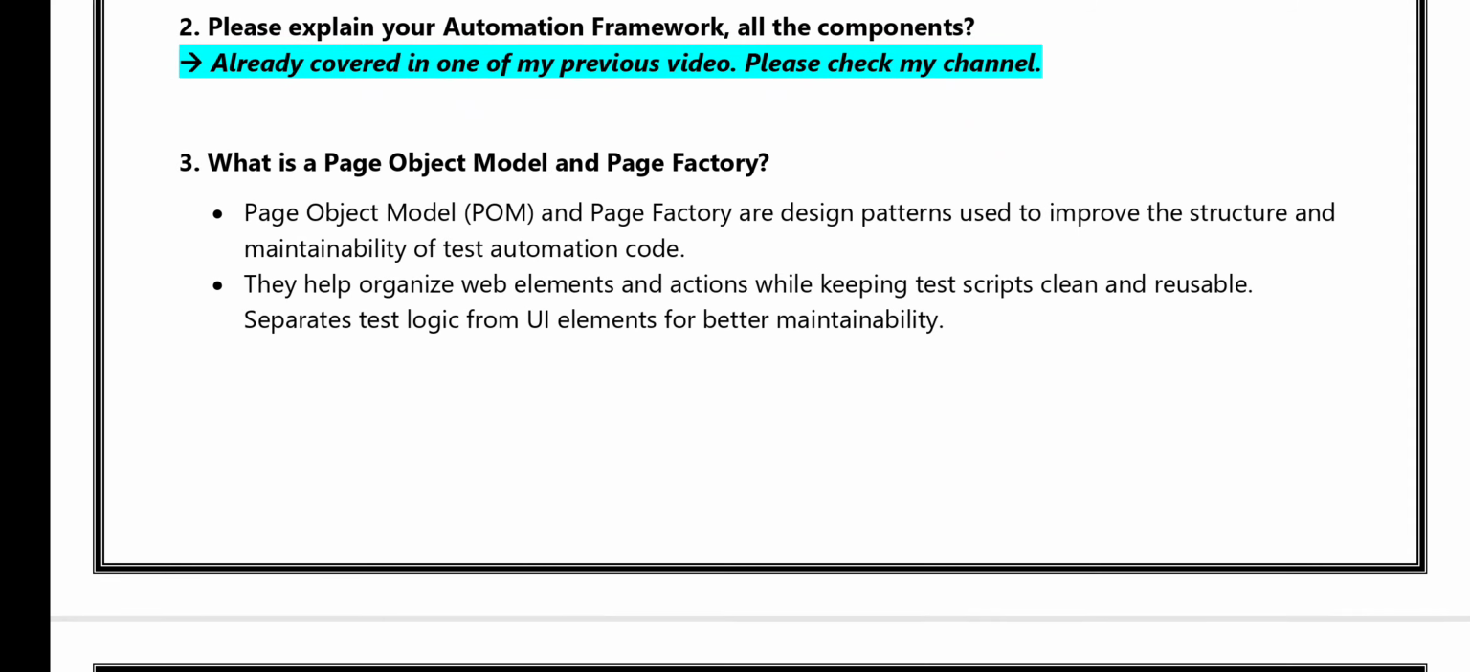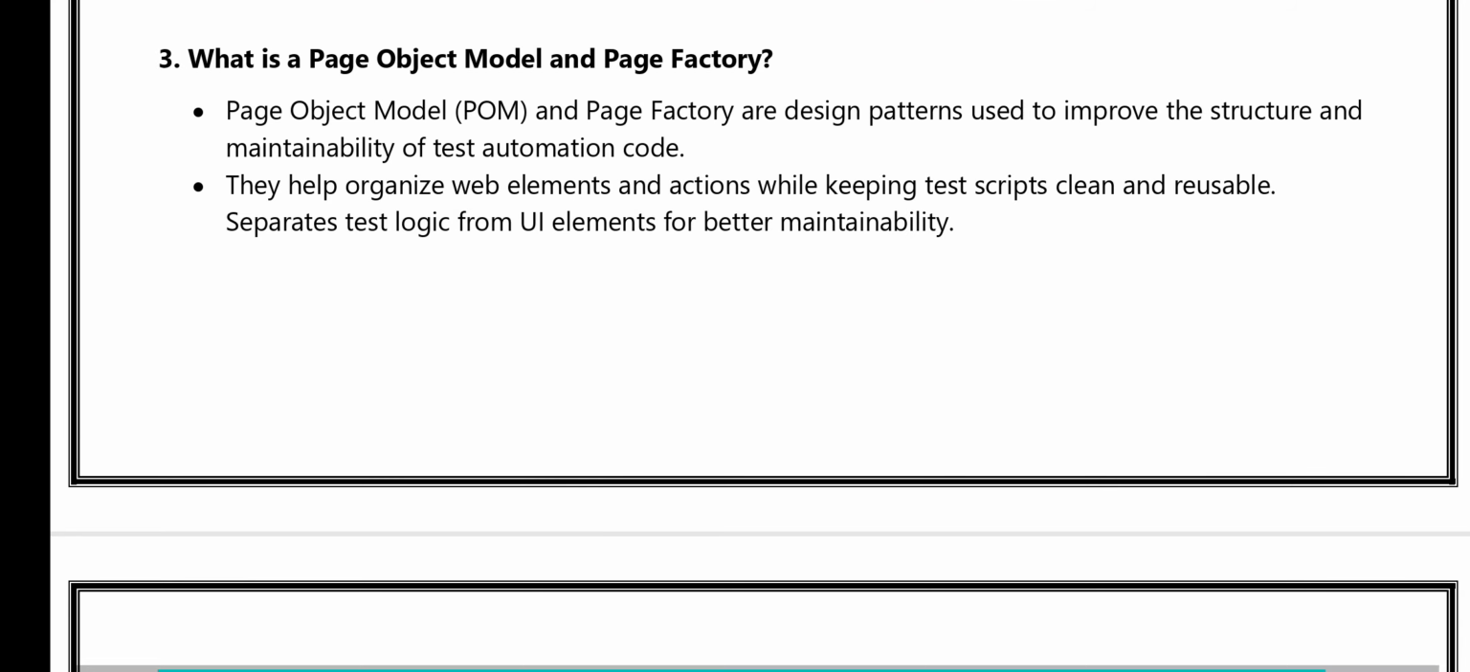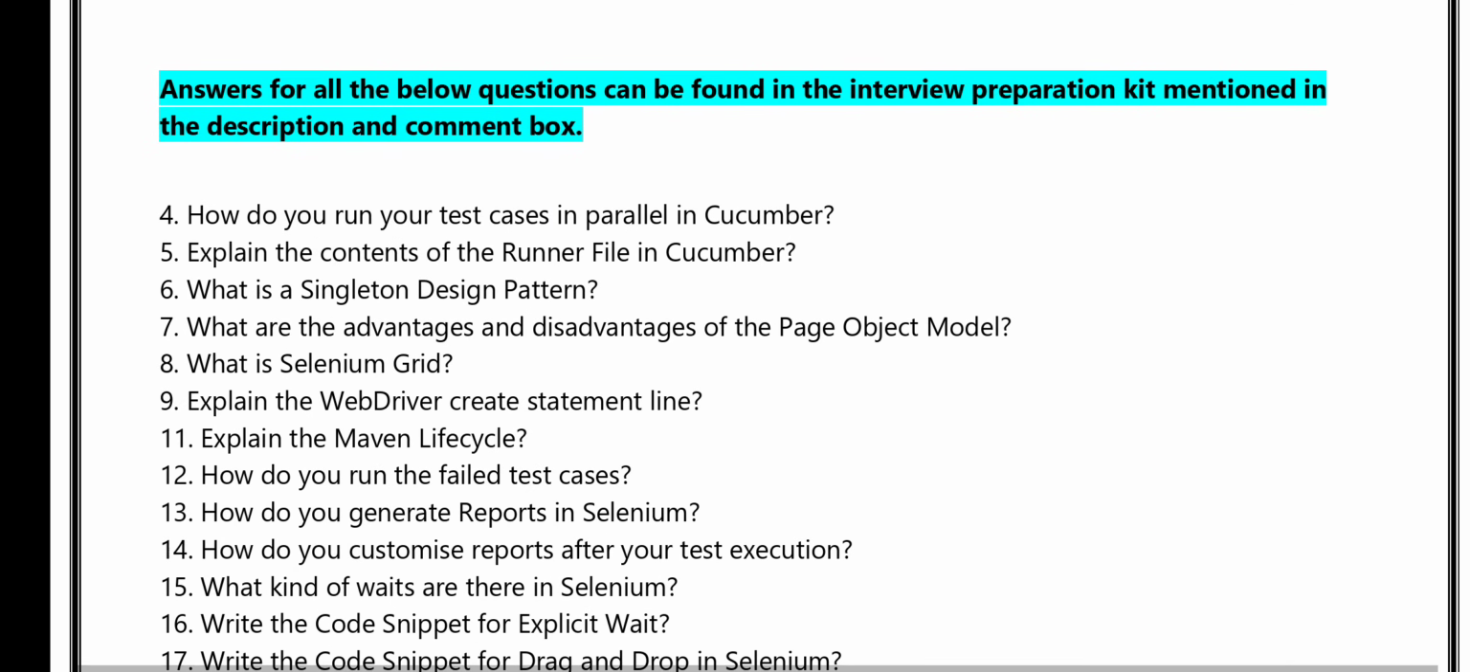And the third question is, what is a page object model and page factory? So page object model and page factory are design patterns used to improve the structure and maintainability of the test automation code. They help organize web elements and actions while keeping test scripts clean and reusable. Separates test logic from UI elements for better maintainability. Okay, so all these are the advantages of using page object model and page factory design patterns. So this is how you can answer in an interview in an interview-ready short form.